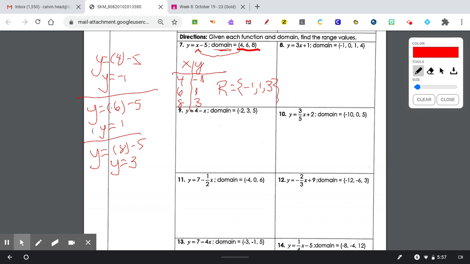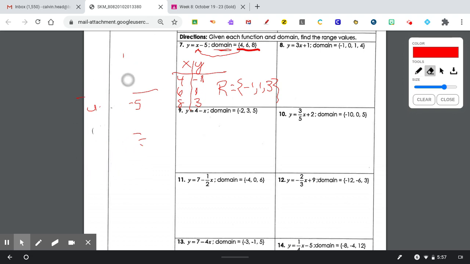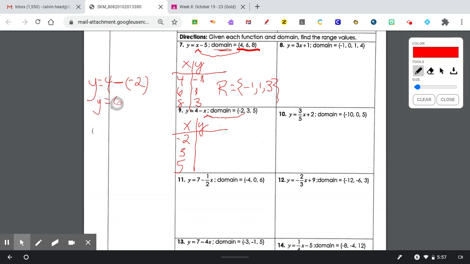All right, let's skip down here to number 9. We're going to do the same thing. We're just inputting them in. So I want to have my X and my Y table. Remember, the domain is X. So I have -2, 3, and 5. And remember, I'm just going to substitute those in there. Be very careful here. So I'm going to have Y equals 4 minus, and then put in parentheses, -2. So 4 minus -2 is 6.